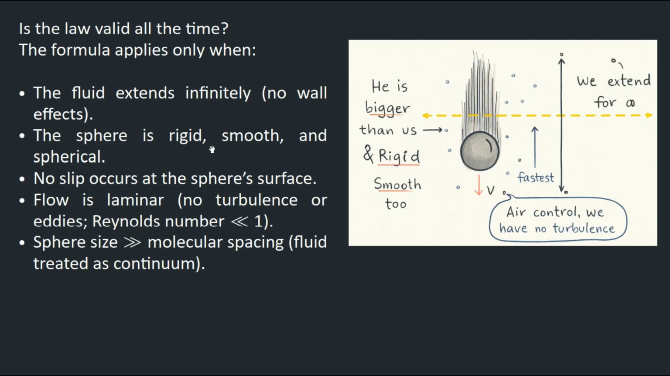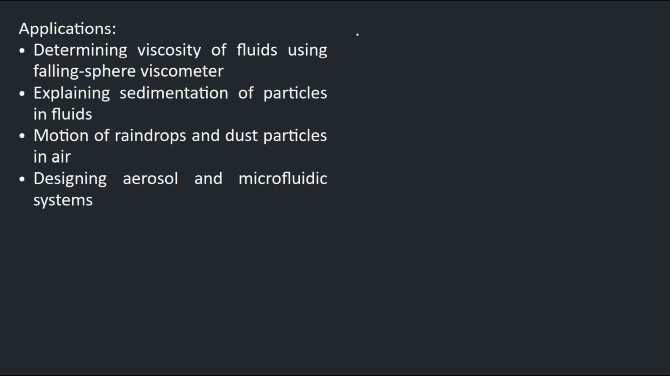The sphere is rigid. I hope you guys know the definition of rigid. Smooth and spherical. No slip occurs at the sphere surface. So things get stuck and move along with it. Flow is laminar. I hope you guys understand the word laminar. Sphere size is much, much bigger than the molecular spacing. Okay, so with all of these conditions, we'll be able to use that particular formula.